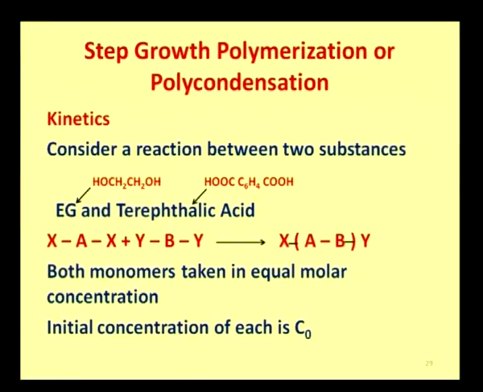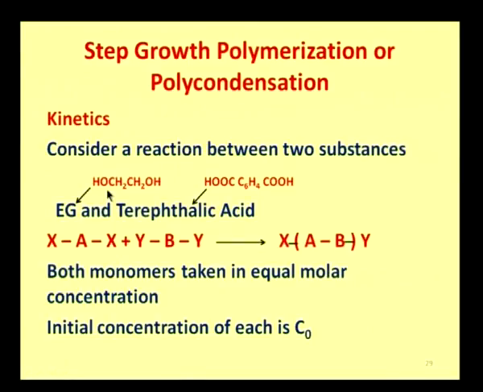Let us now consider a reaction happening between 2 substances, which are the monomers. Let the first one be ethylene glycol, whose chemical formula is HO-CH2CH2-OH, and the second monomer, let me put it as terephthalic acid, which has an acid COOH and COOH terminal functional groups along with the unit C6H4.